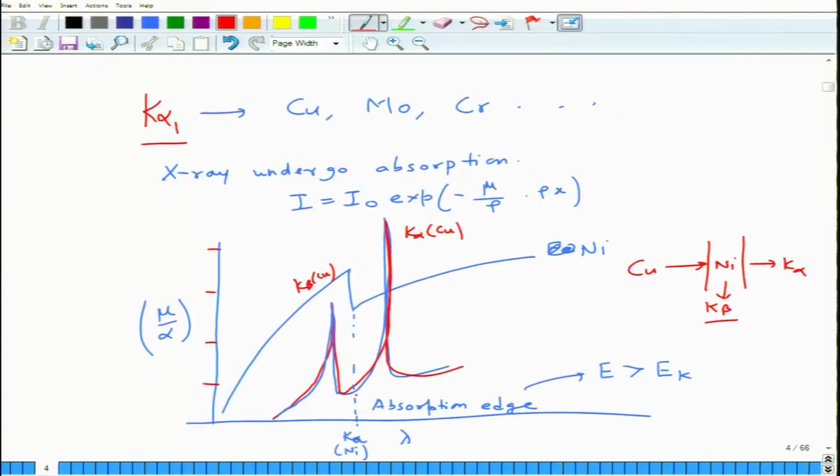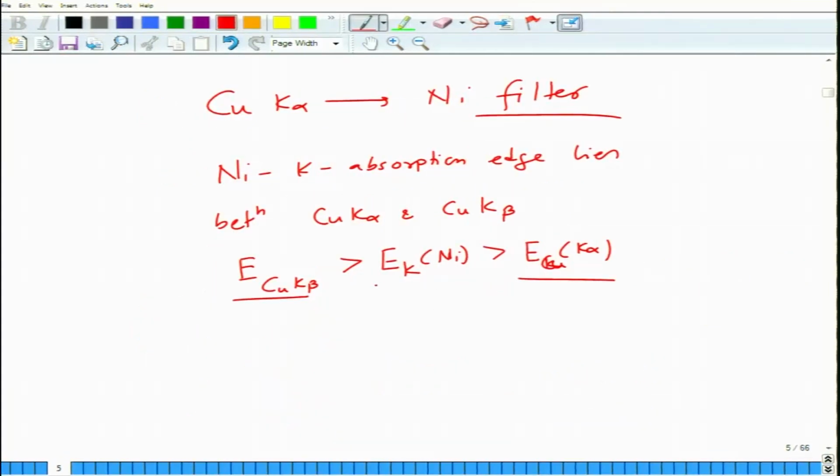You see the lambda has a different relation, the lambda is on the higher side. So the lambda of Cu K alpha is higher than the lambda corresponding to the absorption edge, which means the energy of the absorption edge has to be higher than the energy of the Cu K alpha. So the energy of the absorption edge of nickel is higher than Cu K alpha, but it is lower than Cu K beta, which is where it has high absorptivity.